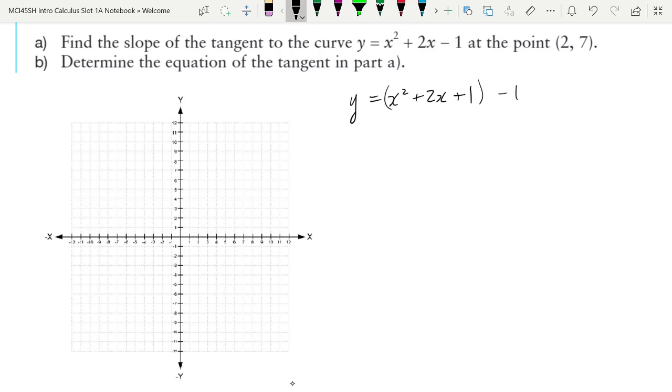And I'm going to minus another 1 because I added 1 there to the equation. So I have x plus 1 squared minus 2. So I have a vertex of -1, -2. Okay, so let's put that in the graph. So 1 over and 2 down, there's my vertex.